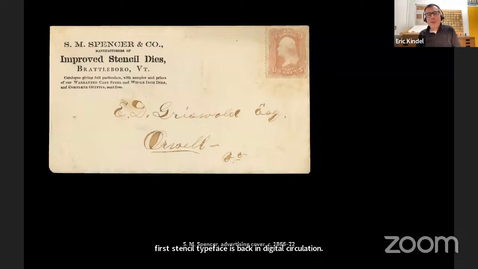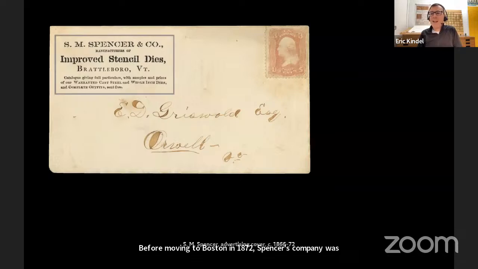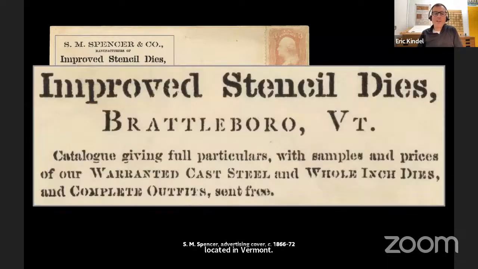While I'm on this tangent, I thought I'd interject a more recent discovery which presents its own case for earliest. It's an innocuous advertising cover for SM Spencer, maker of the stencil dies I showed earlier. Before moving to Boston in 1872, Spencer's company was located in Vermont. And if you have a look in the corner, you can see several texts that appear to be composed in printing types, which are stencil in effect.